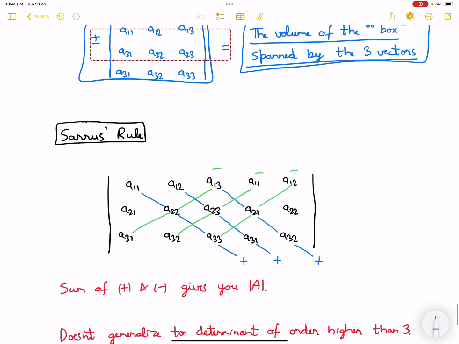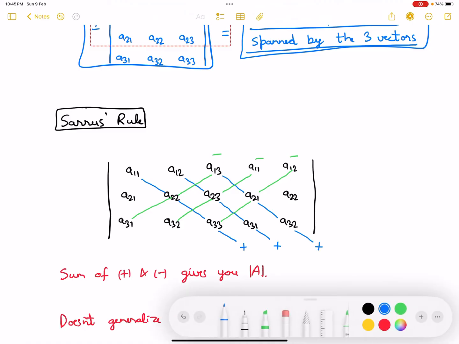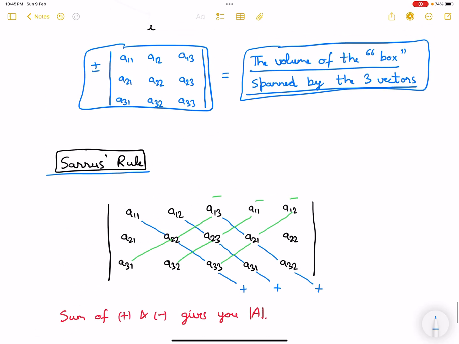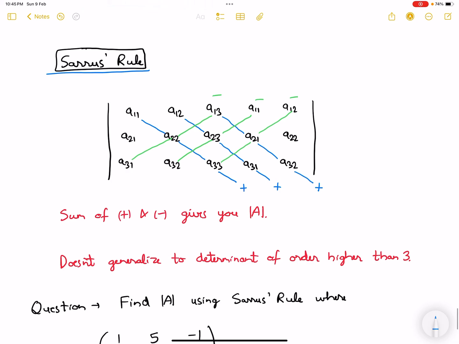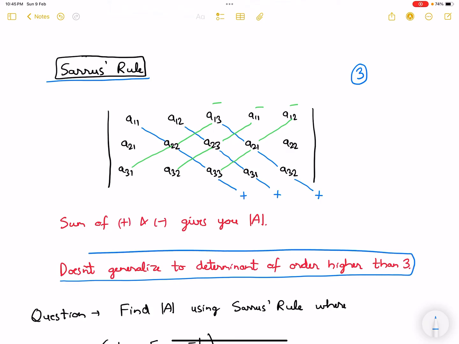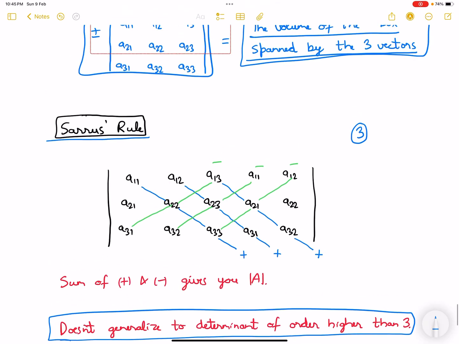Okay, now this is a bit important. Sarrus Rule. This is confined to a matrix which is of order 3. So we cannot generalize this to determinants of order higher than 3. I'll tell you how we are supposed to find it.